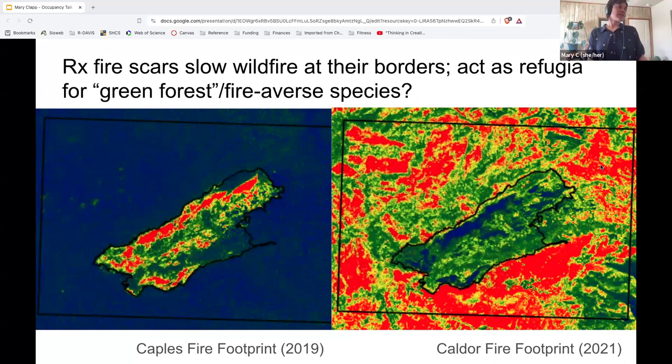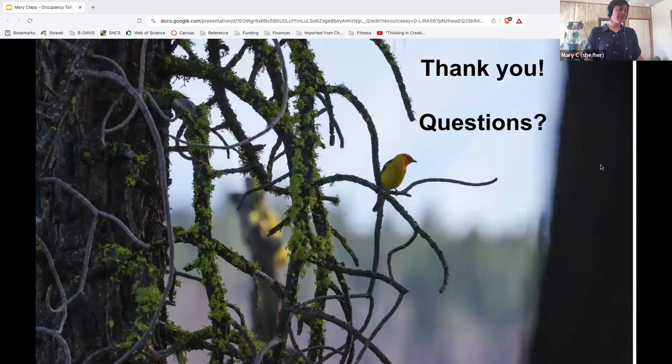And so the ongoing work for this study is to investigate whether prescribed fire scars actually slow wildfire at their borders, and then looking at species responses after both fires to see whether those prescribed fire scars act as refugia for green forest or fire-averse species. So with that, I'm through and I'm happy to take questions.